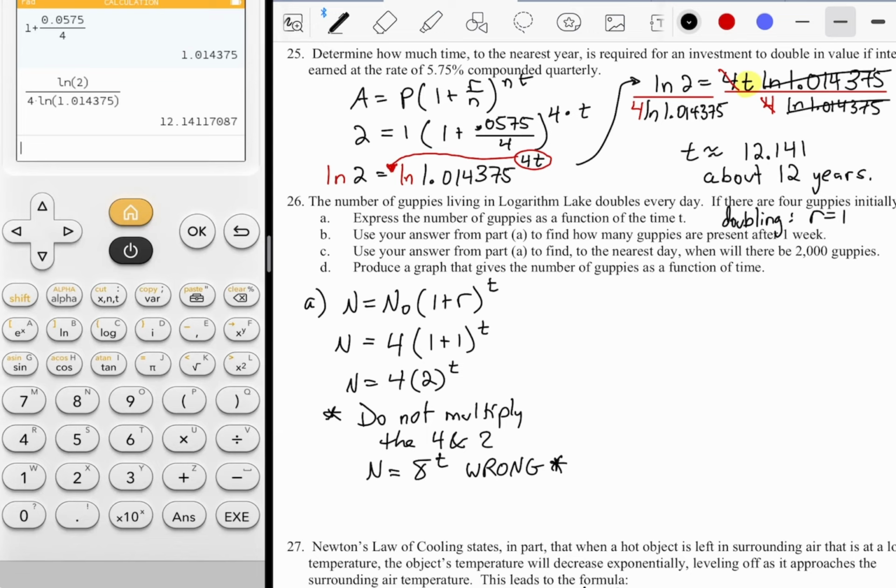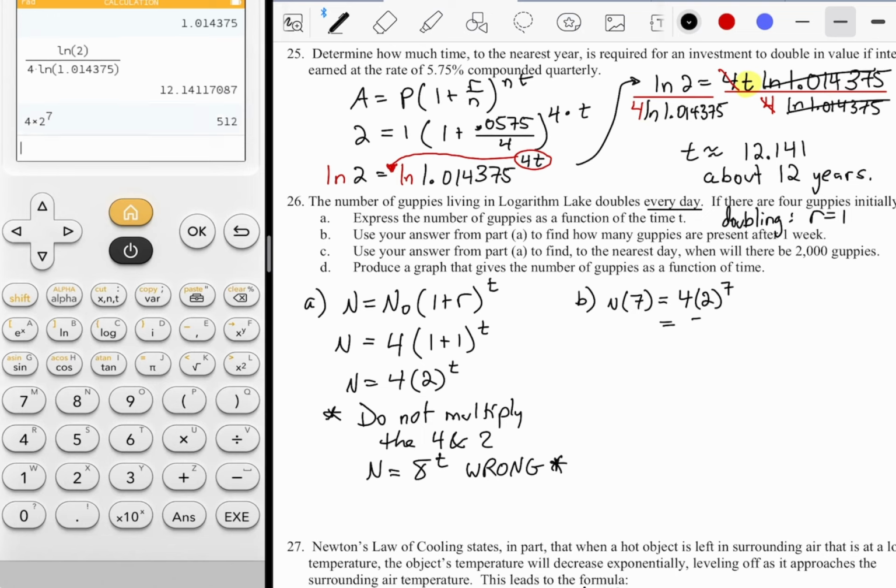All right. Now it wants to know how many are in the lake after 1 week. 1 week is 7 days. All right. The rate of change is associated with days. All right. So what I need to figure out is n of 7. 7 days. 4 times 2 to the 7th power. Use your calculator. 4 times 2 raised to the 7th is going to be 512.